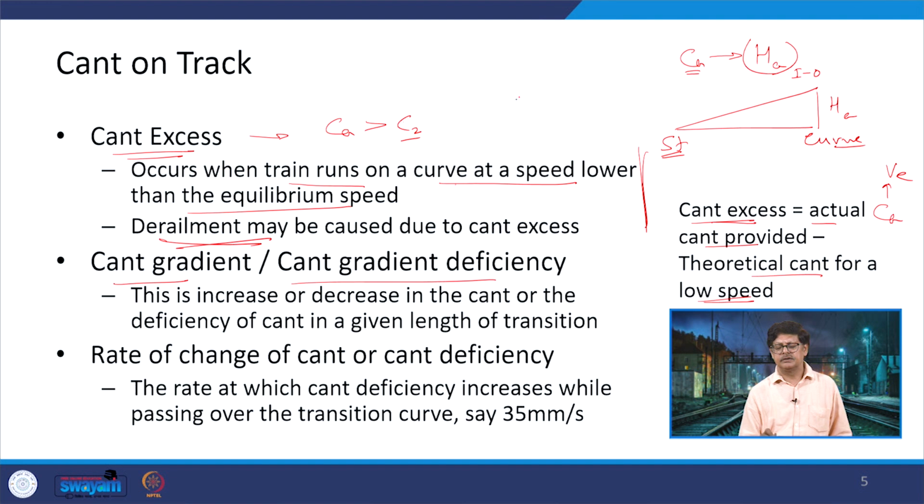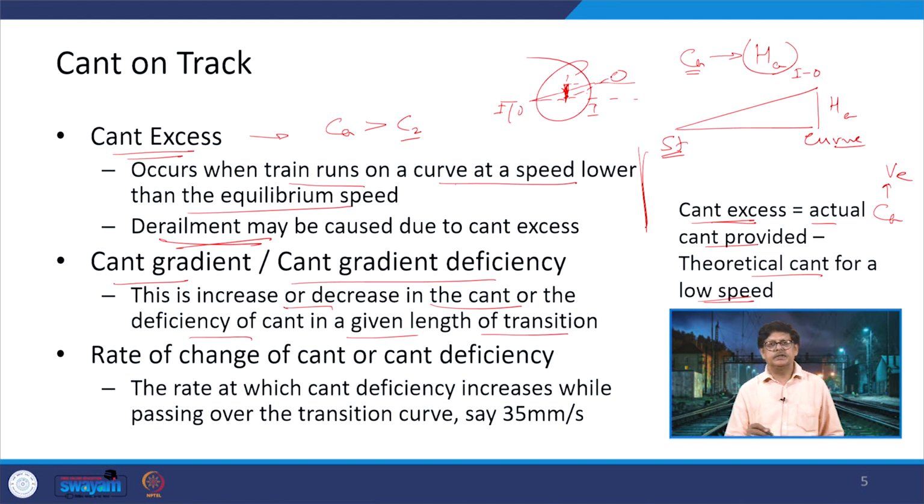You cannot attain the height like this, where the levels of the two rails are like this and at this point all of a sudden a height comes in this form and the levels become this way. Here the inner and outer rails were at the same level, but now inner is here and outer is here, and there is a sudden change. It will cause a derailment of the train. So, what we do is this particular value is provided in a smooth manner, at a certain uniform increase, and that is where the Cant gradient comes into play. So, this is an increase or decrease in the Cant or the deficiency of Cant in a given length of a transition.